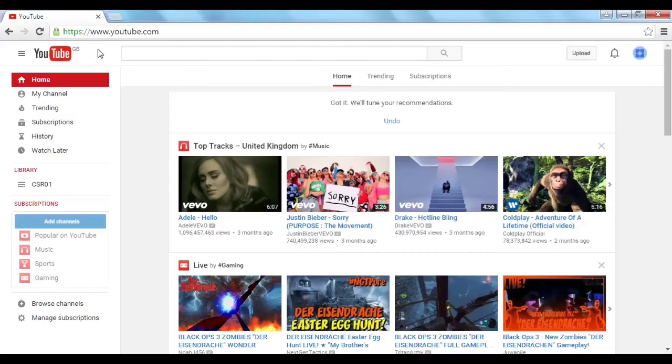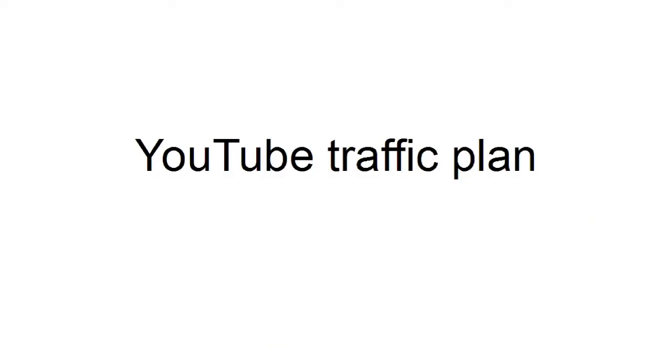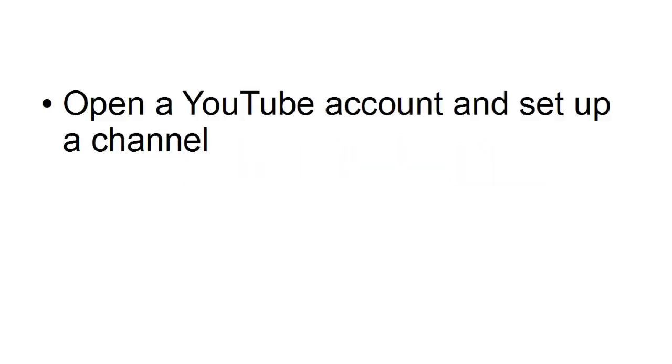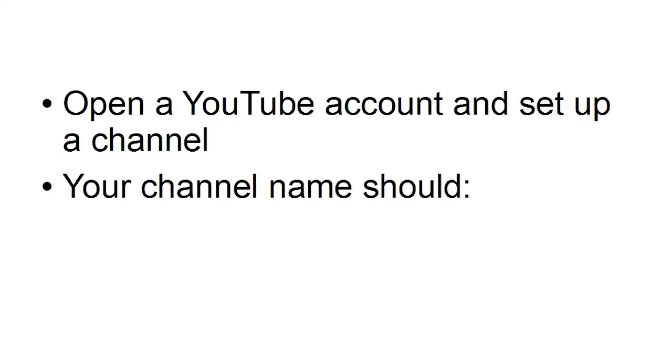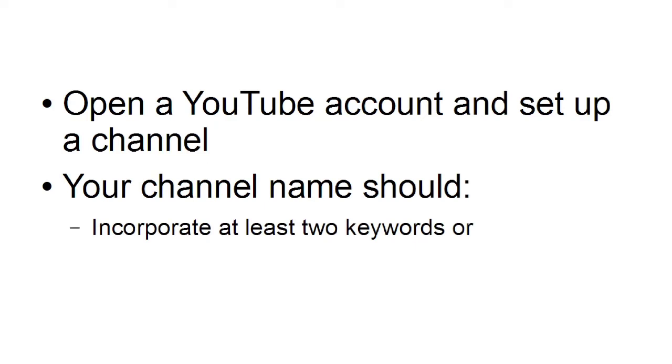And this is YouTube, which you'll find here at youtube.com. And before you can upload videos to the site, you will have to open an account, but it is all free. If you've got an account with Google, if you've got a Gmail account or anything like that, you'll automatically be assigned a YouTube account. Okay, let's put together a YouTube traffic plan. First thing you want to do is open a YouTube account and set up a channel. Your channel name should, of course, incorporate at least 2 keywords or be your business name.